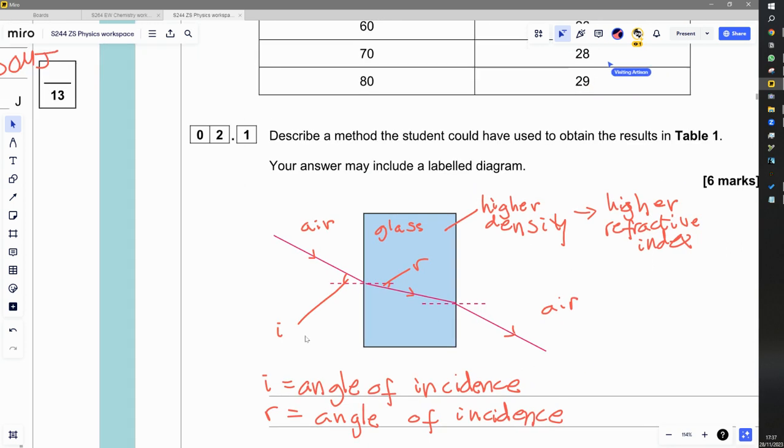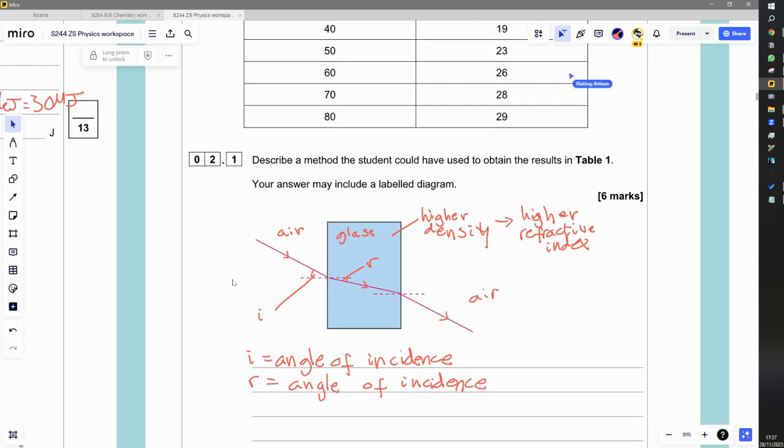Now, one of the things that you need to identify in this, and lots of these kind of method questions, is to notice what's going to be difficult about actually measuring all of this. So how would we go about changing the angle? How would we go about measuring this angle here? If there's a glass block in the way, you can't very easily get a protractor over the top of it and measure it accurately. So what you do is you place the glass block there, and then you draw around it.